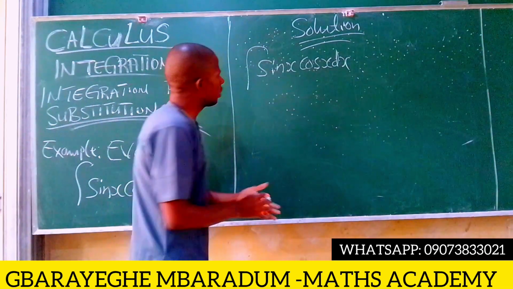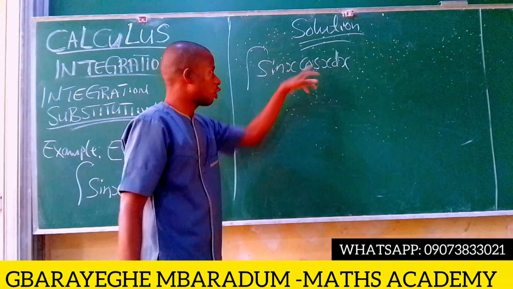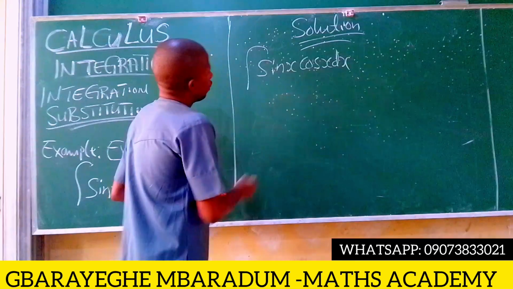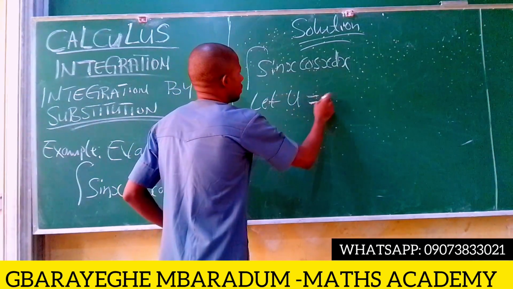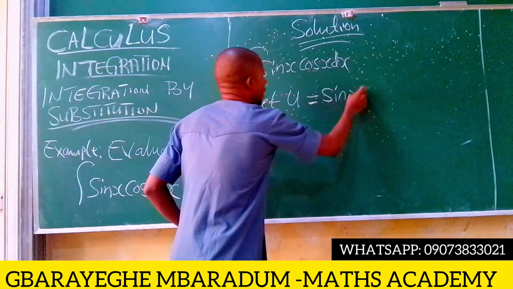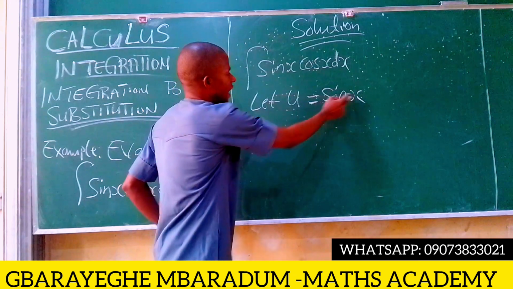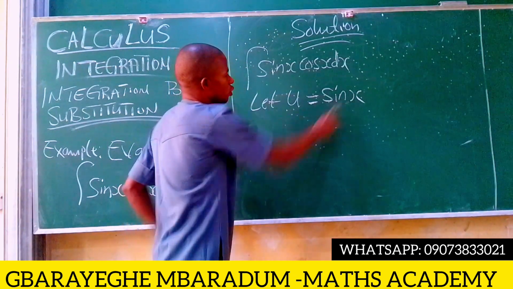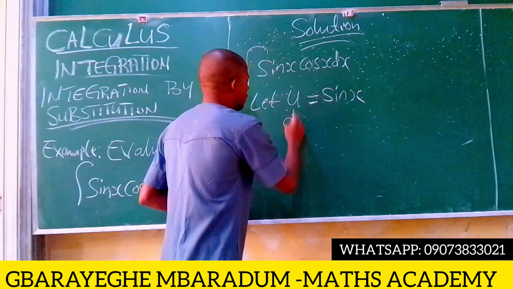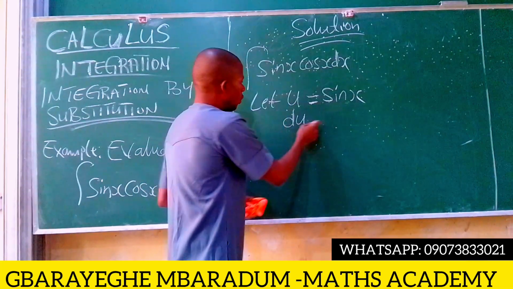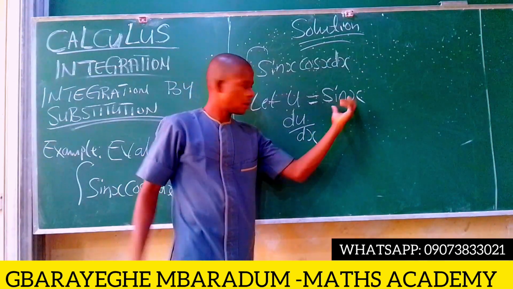Now, you know that if you differentiate sin x, it's going to give us cos x, right? So because of that, you say let u equal sin x. Now we are trying to manipulate this question. Let u equal sin x. Now if u equals sin x, what you are going to find next is the derivative of this u. We are differentiating the function u with respect to x, because x is the parameter in this function.